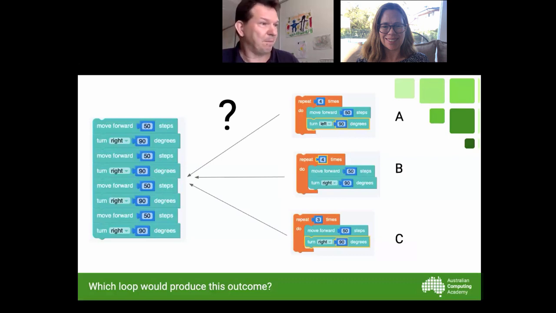It's B. Tiran suggests A. Tiran, have a look again. Which direction are we turning in A? What do you think?